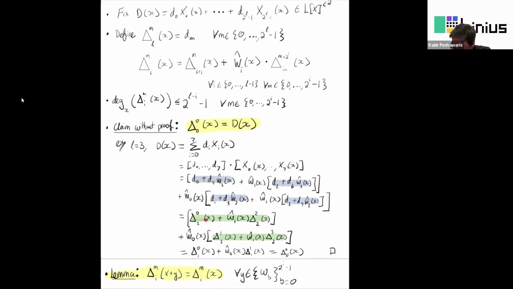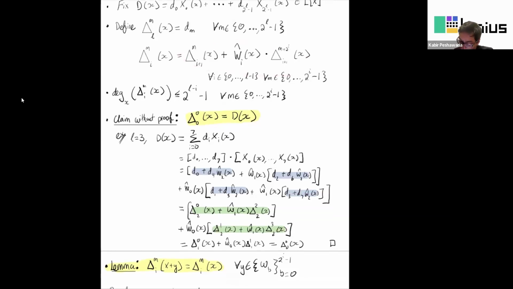This actually turns into delta 0, 2. Recall this is like delta 0, 0, delta 0, 3, delta 4, 3. This is delta 2, 3, delta 6, 3, etc. And if you use this rule, you can see that this turns into this, and this turns into this, this turns into this, and this turns into this.